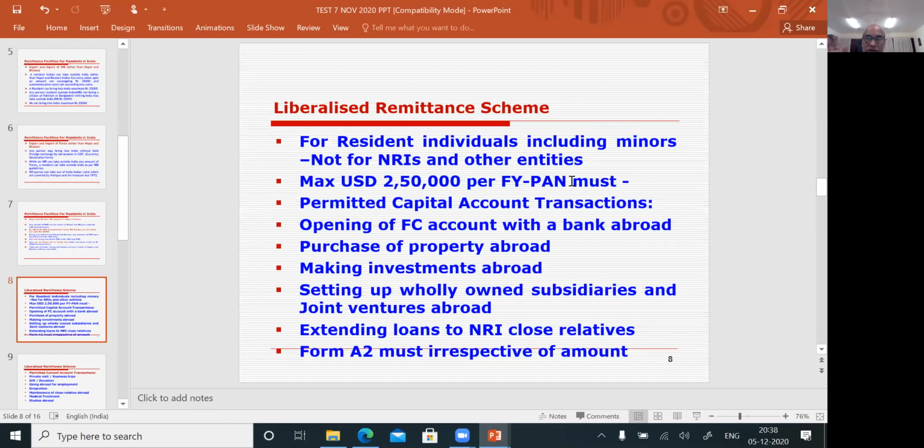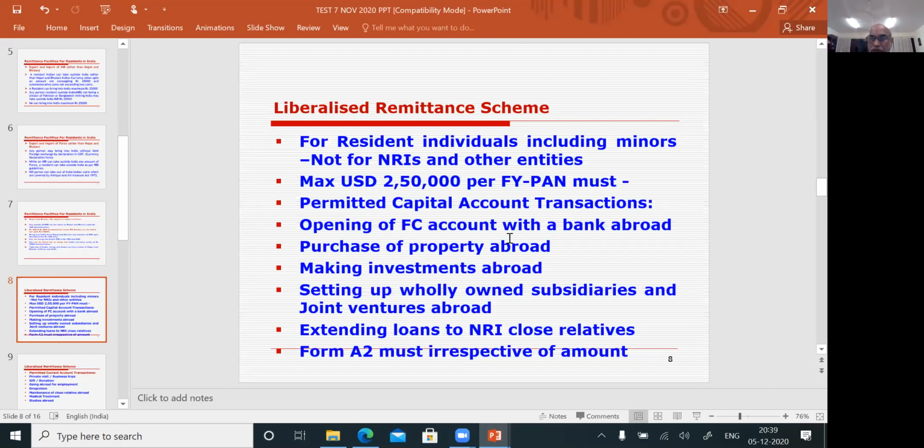So PAN is a must to accept to release LRS up to $250,000 in a financial year. LRS can be released for two types of transactions. One is capital account transactions, and another is current account transactions. So what is a capital account transaction here?